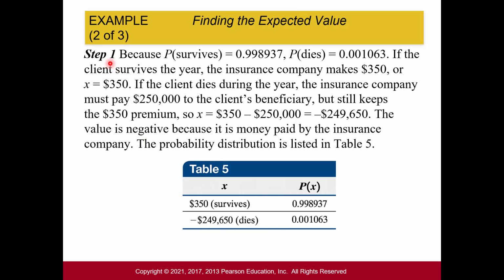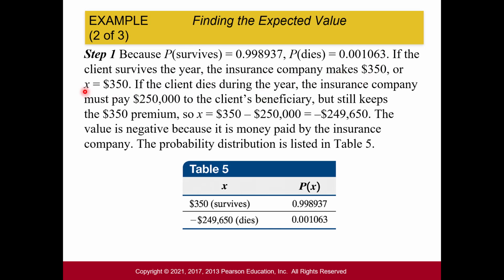And so let's break this into a couple steps. Step 1, because the probability that the person survives is this value we had earlier, the probability that they die would just be the difference between 100, the complement. So 1 or 100% minus the probability of surviving is how we get this one. If the client survives the year, the insurance company makes $350.